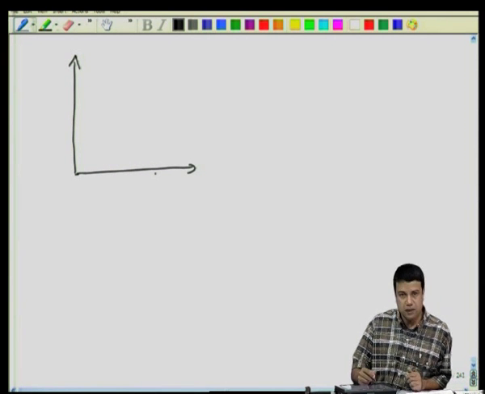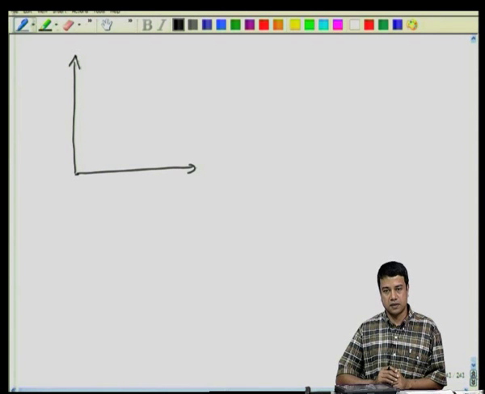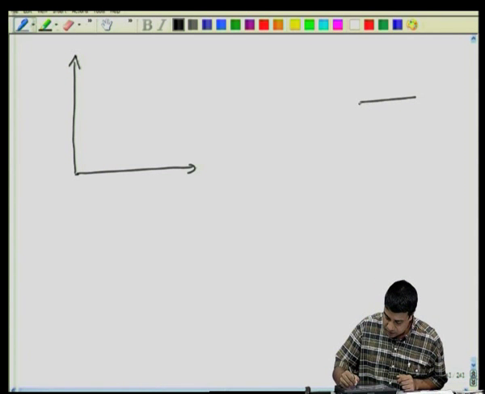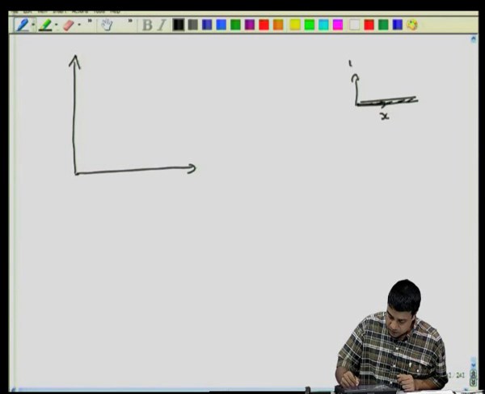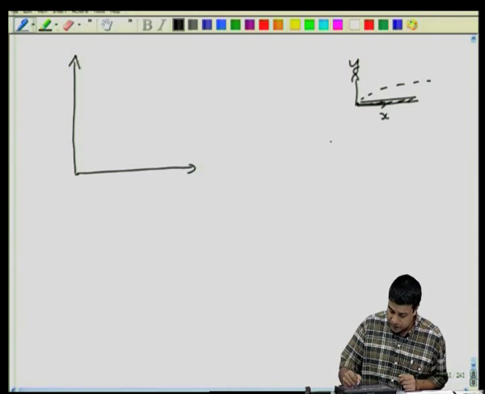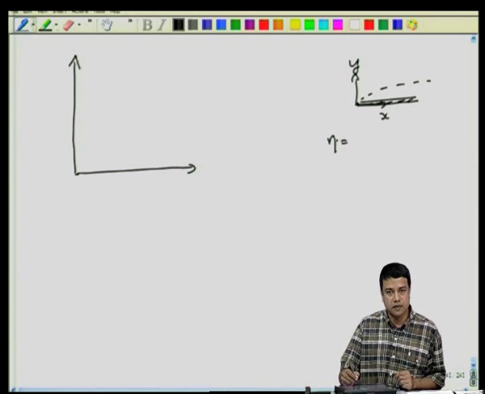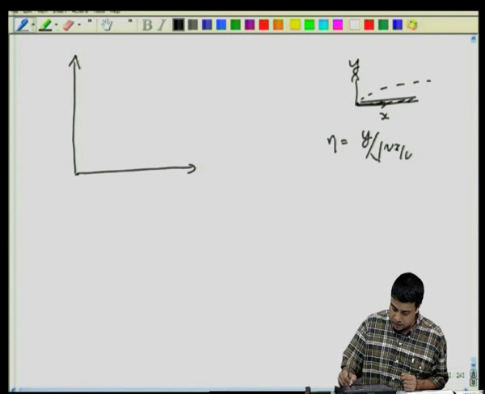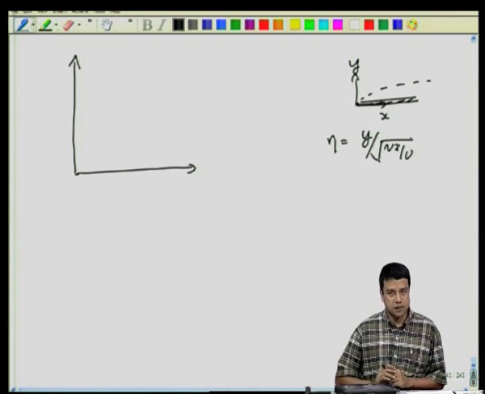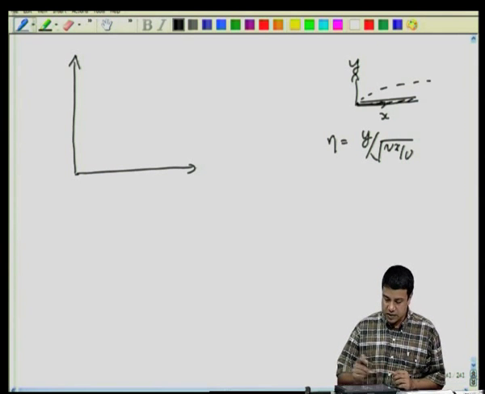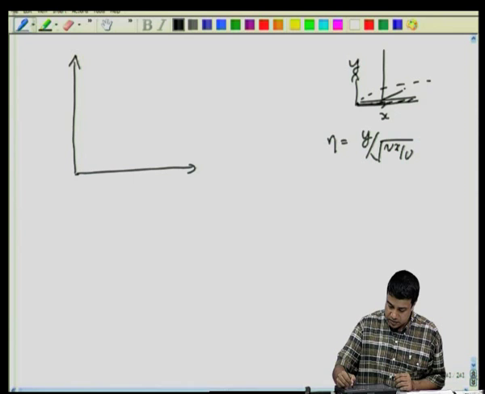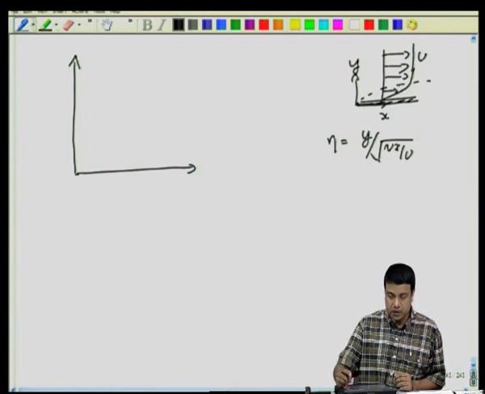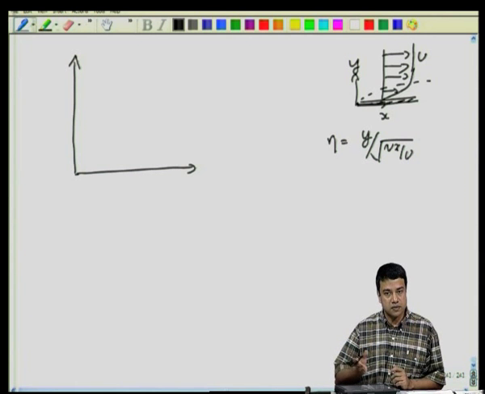If I plot the velocity as a function of eta, just for your reference, this is my plate, this is my x, this is my y coordinate, the boundary layer. This eta coordinate is a scaled distance from the surface, equal to y by root of nu x by u. The velocity has to increase as y increases, and outside the boundary layer it becomes nearly equal to the free stream velocity u. Within the boundary layer, of course, it has to decrease to 0.